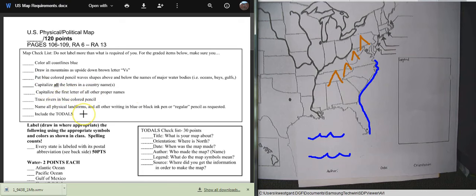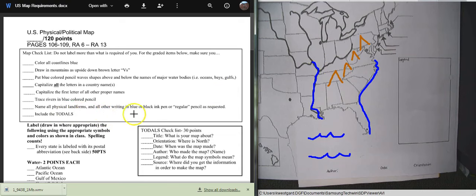Capitalize all the letters in a country name. So that tells us the difference between the name of a country versus the name of a state or the name of a capital. Trace rivers in blue colored pencil. Again, you'll notice on this map I do have a darker line to indicate the river. Just trace over that. I'll get started here, I won't do the whole thing. Trace it over in blue.